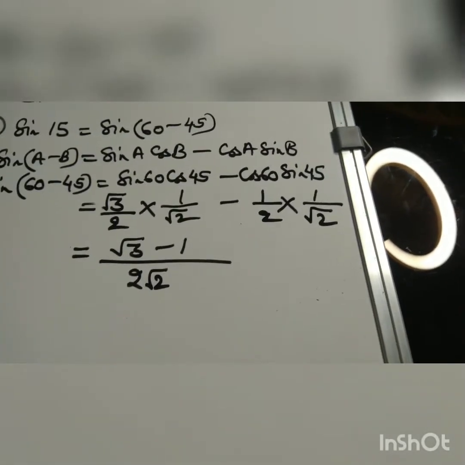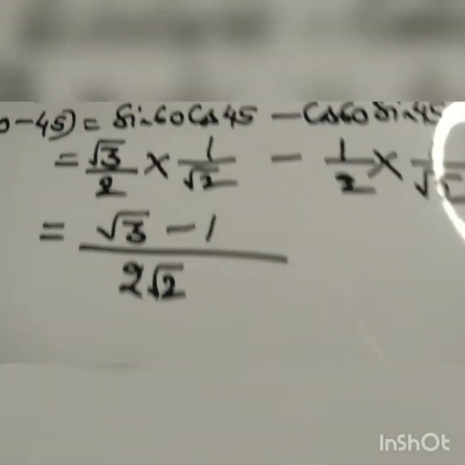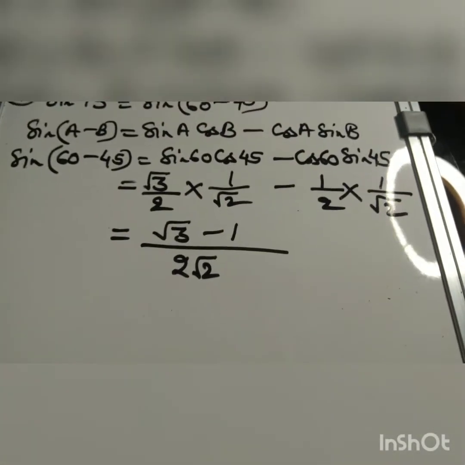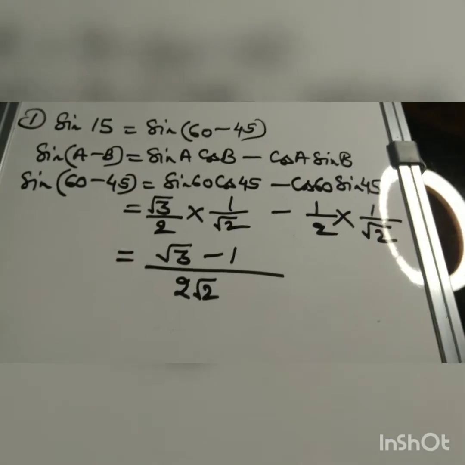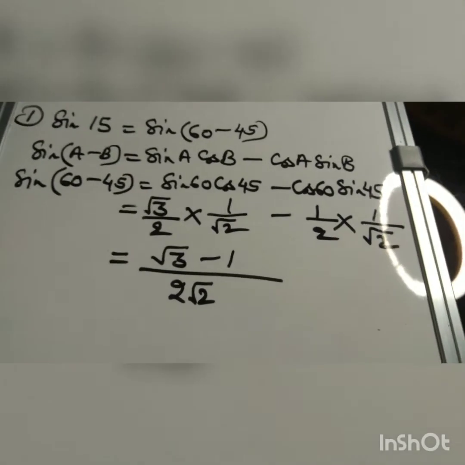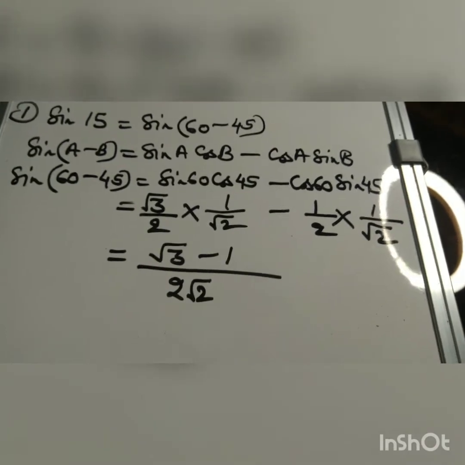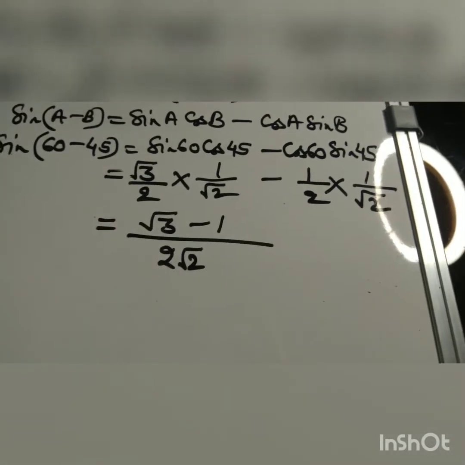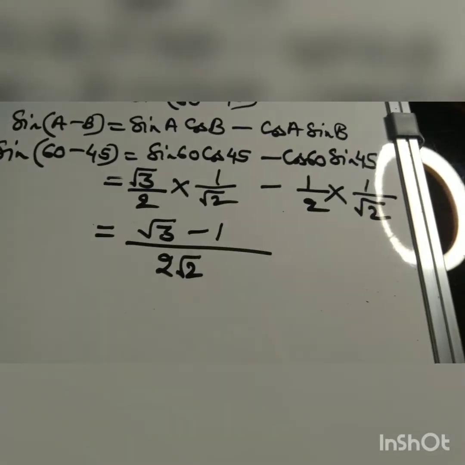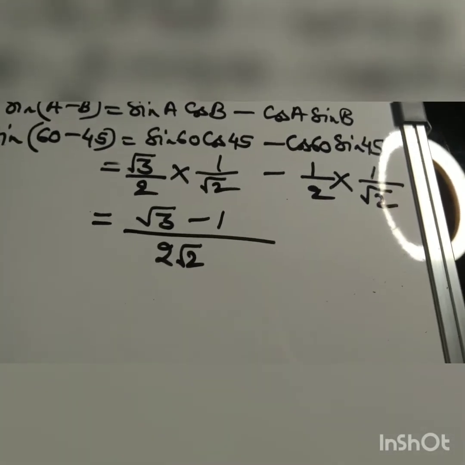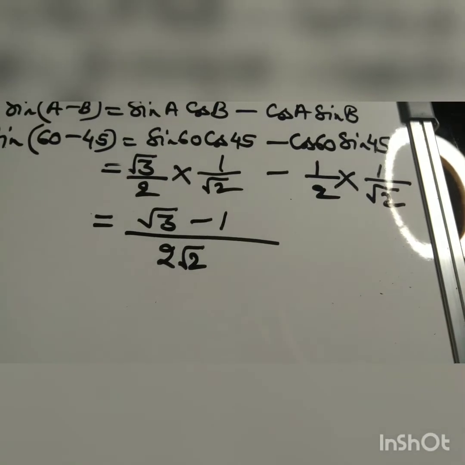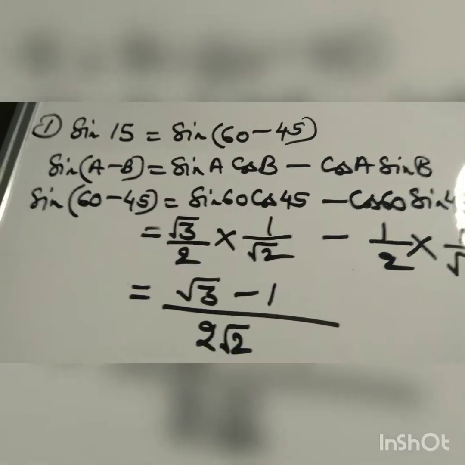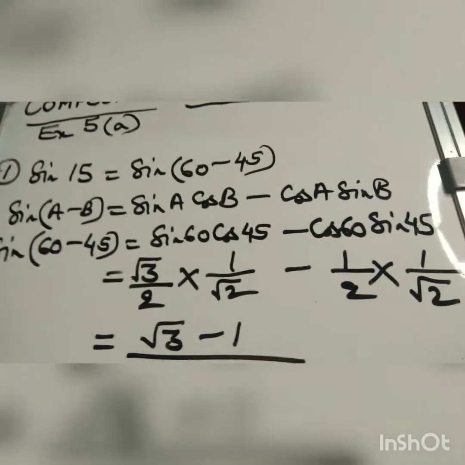If you want, you can further rationalize it, that is multiply numerator and denominator by root 2 and then simplify it. But as such, since it is a trigonometric question, you can leave it here, or if in examination you want to put the values, you can find out the values. Root 3 is 1.732, root 2 is 1.414, and get the decimal answer also. Hence, I am leaving the answer here only.